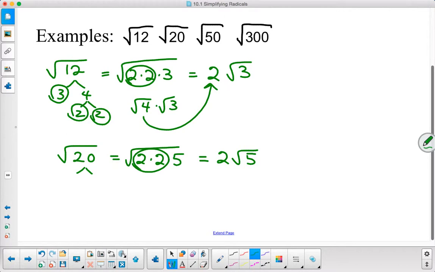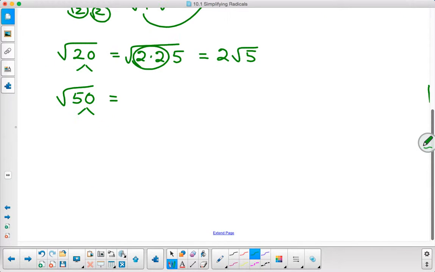How do we know that's more simple? The number, the radicand, does not have any perfect square or duplicate factors in it. Square root of 50. Do your factoring tree and then start this up again. You should have 2 times 5 times 5. So this time there's a pair of 5's, and the 2 does not have a pair to go with it.